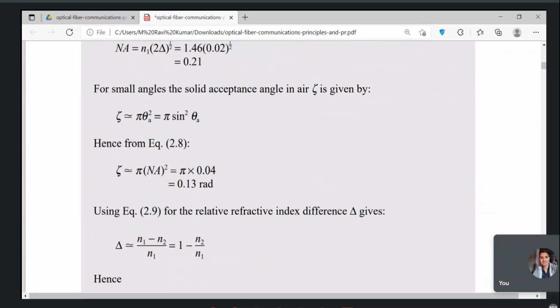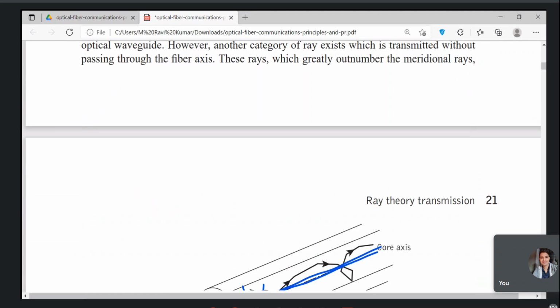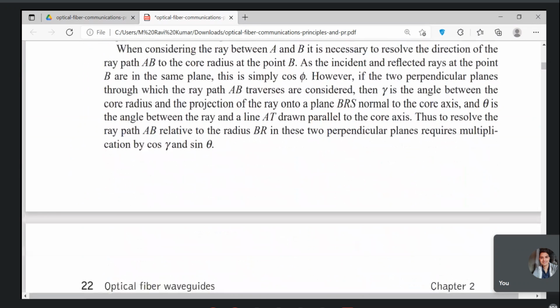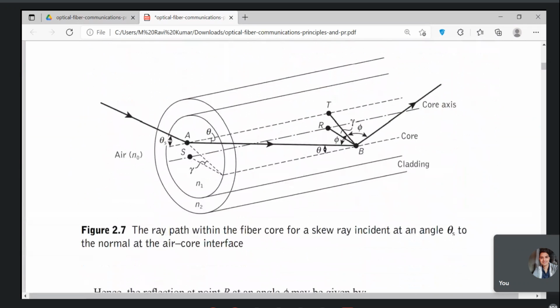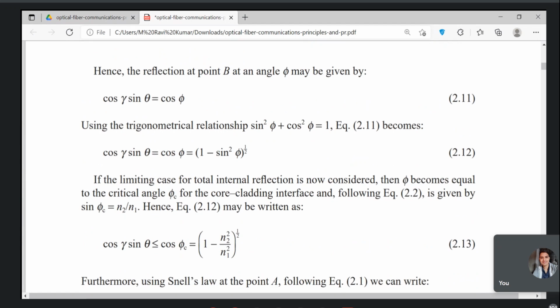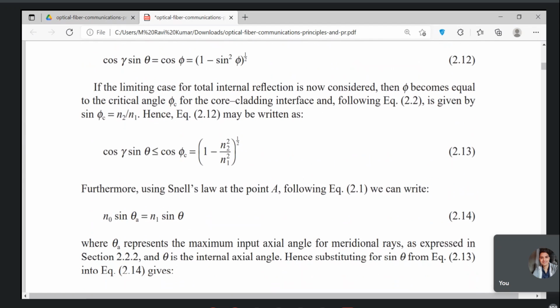So this is about skew rays, and if you're interested, you can also take a look at what would be the acceptance angle for the skew rays. This is a slightly more complicated derivation.